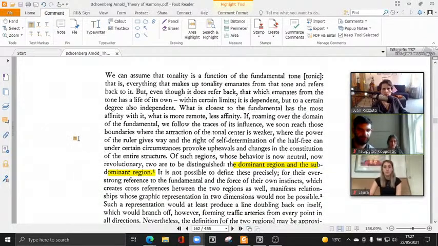Chapter 9. We can assume that tonality is a function of the fundamental tone, the tonic. That is, everything that makes up tonality emanates from that tone and refers back to it. What is he talking about? Everything that makes up the tonality emanates from that tone and refers back to it.